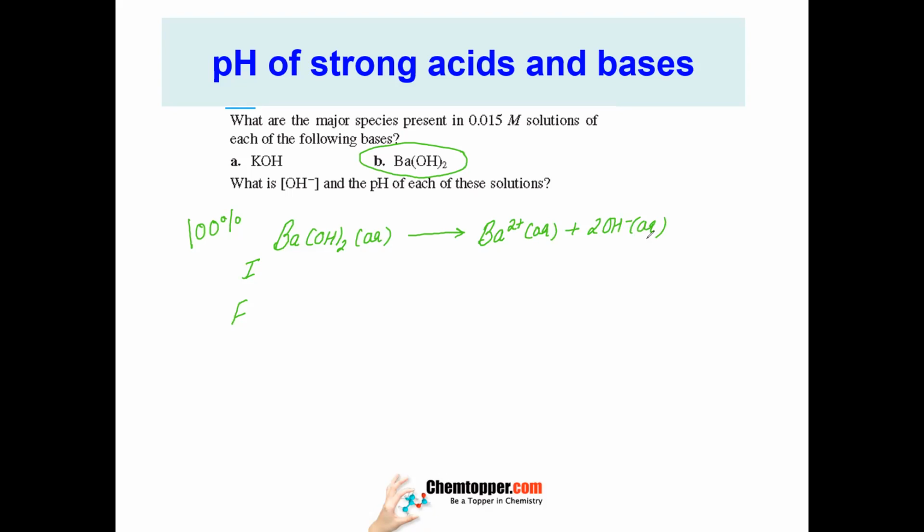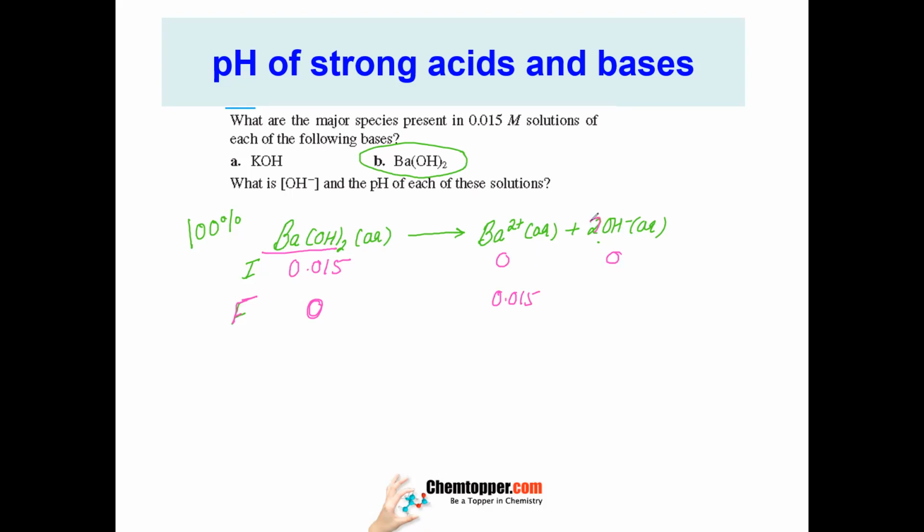It's 2 OH minus. If you make this error, you won't be able to get the answer. What is the initial concentration of barium hydroxide? 0.015. Initially, how much barium? Finally, how much barium hydroxide? How much barium 2 plus? How much OH minus?